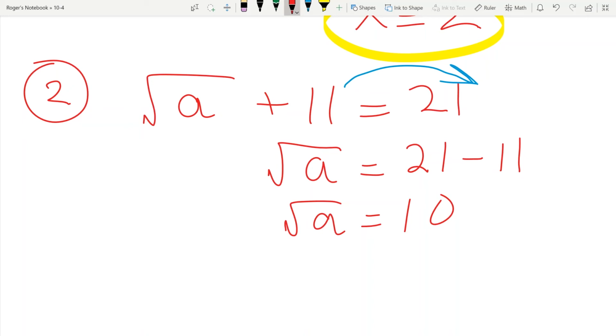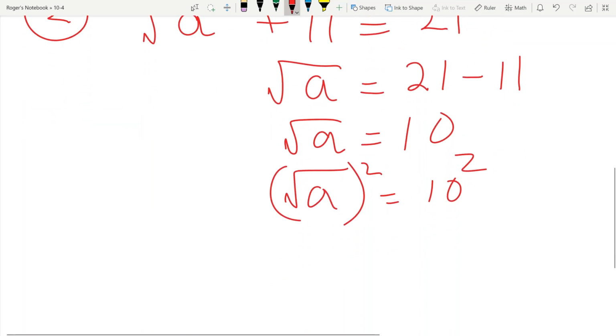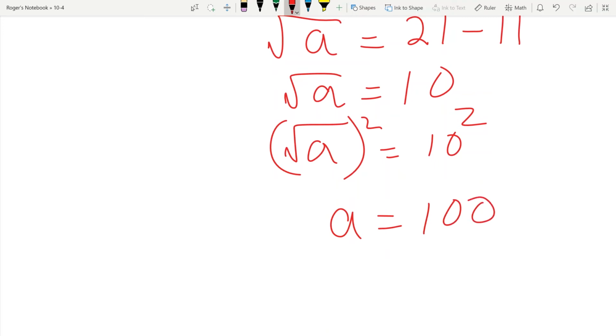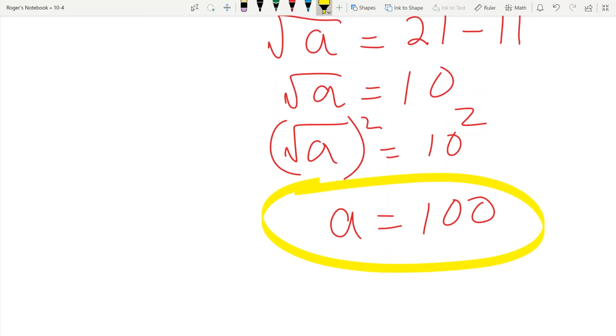Okay, so we're going to square both sides. So the square root of a squared is equal to 10 squared. The square root of a squared is just a, so a equals 100. There you have it, another solution to a relatively easy problem. Moving along now to another example, example number 3.